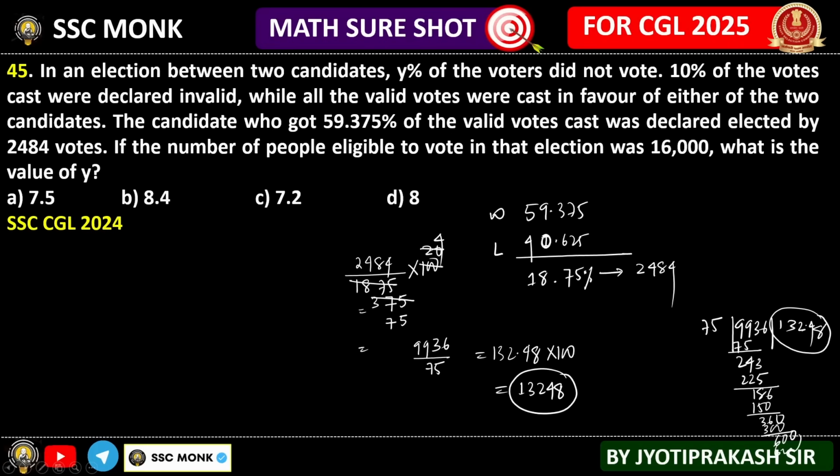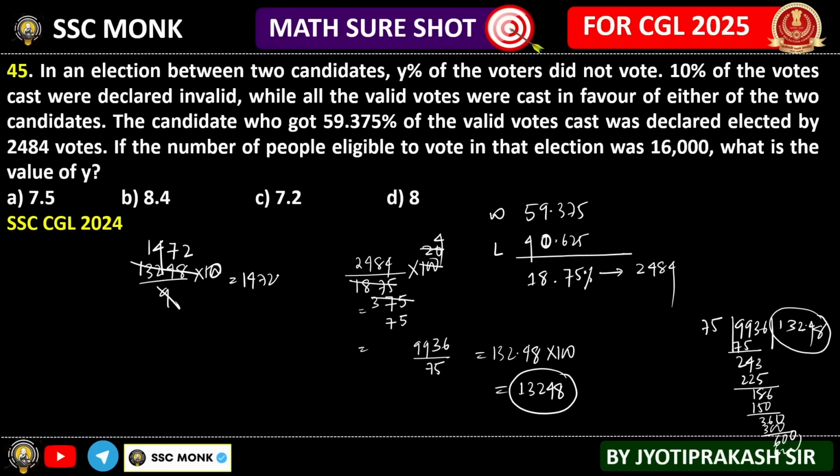But 13248 is the number of valid votes. Invalid votes were 10%. That means 13248 divided by 9 into 10 will get me the answer for the total number of votes. So 9 1s are 9, 9 4s are 36, 9 7s are 63, 9 2s are 18.